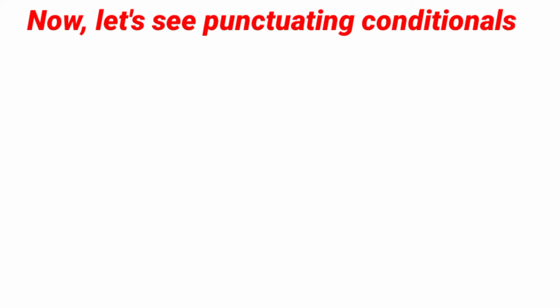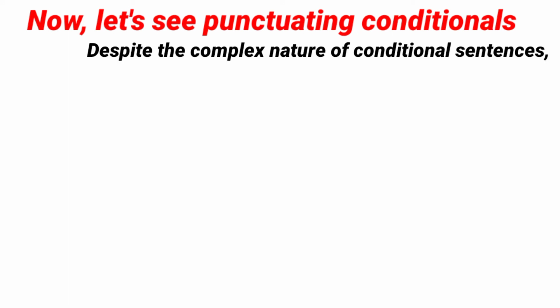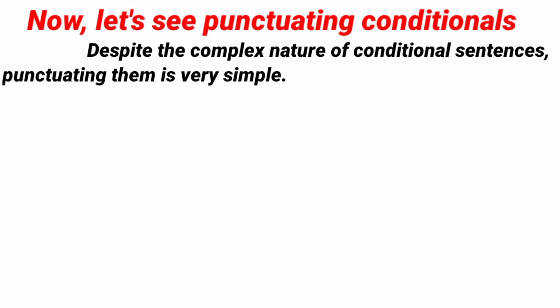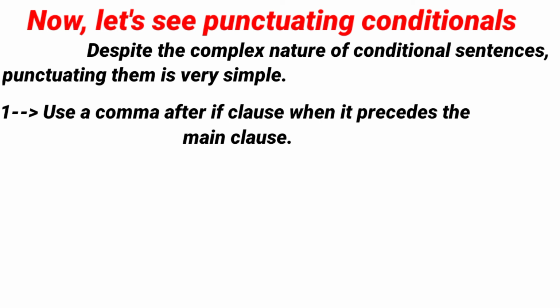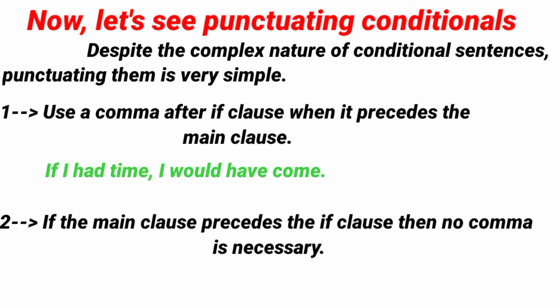Now let's see punctuating conditional sentences. Despite the complex nature of conditional sentences, punctuating them is really simple. Number one, use a comma after the if clause when it precedes the main clause. For example, if I had time, I would have come. Number two, if the main clause precedes the if clause, no punctuation is necessary. For example, I would have come if I had time.